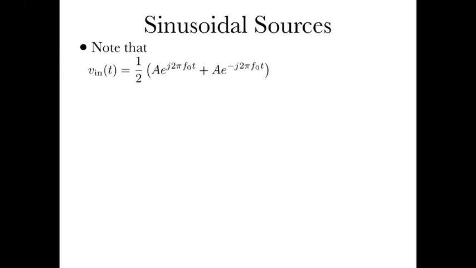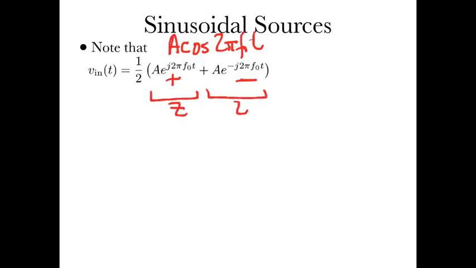Now, so this is Euler's formula for the cosine, and the source was 2 pi f naught t. And like I said, I thought about this as a positive frequency term and a negative frequency term. Well, there's another way of thinking about this. Suppose this is a complex number z. This is z conjugate.